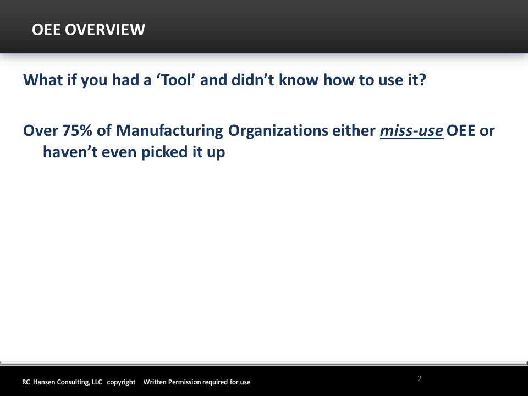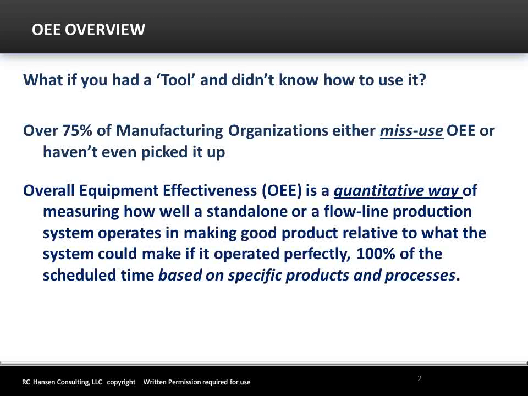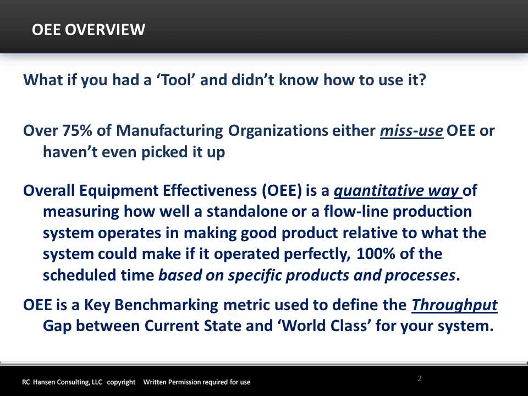For those of you not really familiar with what overall equipment effectiveness is, it's a quantitative way of measuring how well a standalone or a flow-line production system operates in making good product relative to what the system could make if it operated perfectly 100% of the scheduled time based on specific products and processes. OEE is a key benchmarking metric used to define the throughput gap between current state and world class for your system.